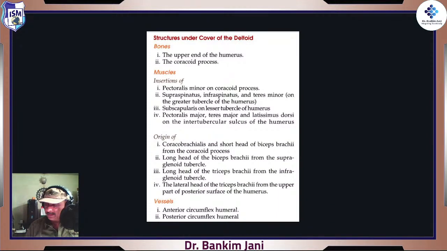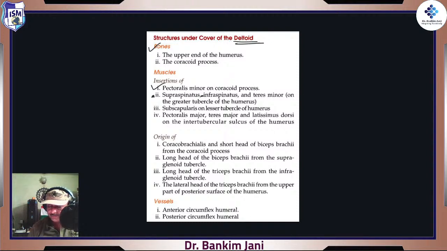So, structures which are under cover of the deltoid, right? This is easy: the upper end of the humerus and the coracoid process. No problem. Muscles, which are the muscles just underneath the deltoid? Pectoralis minor on the coracoid process, because pectoralis minor is just underneath. Then supraspinatus, infraspinatus, teres minor on the greater tubercle.